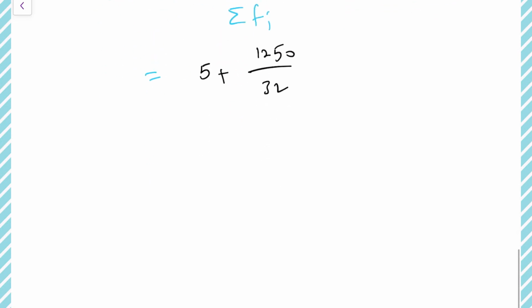So first I am writing 5 as it is, plus dividing 1250 by 32, that is 39.06. 39.06 we are adding with 5. So what will we get then? 44.06. So 44.06 is the mean. In the direct method also we got the same answer, 44.06 only. Even in the assumed mean method also we got the same answer, 44.06 only.